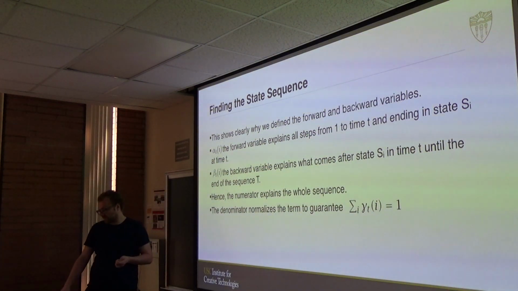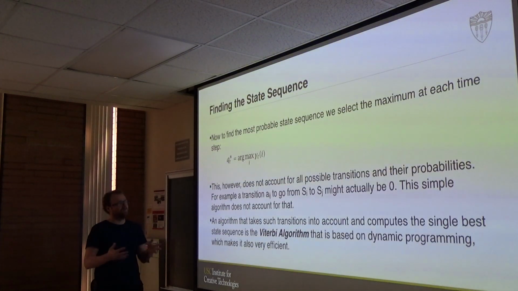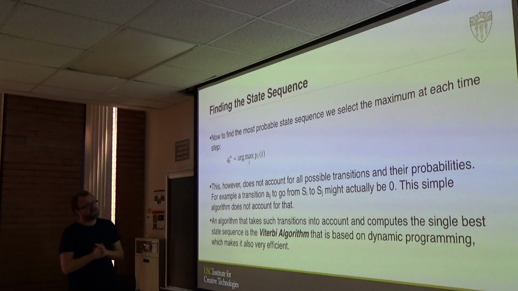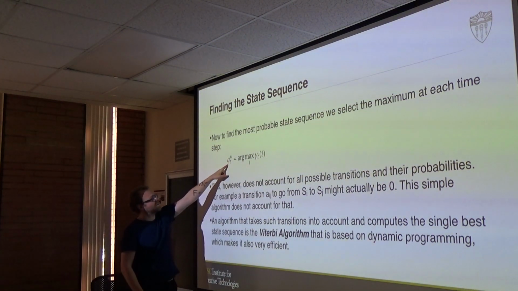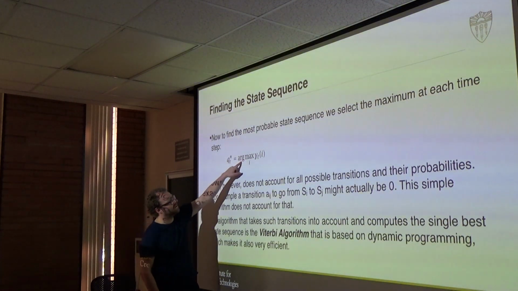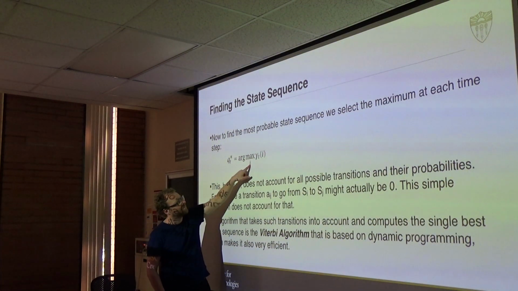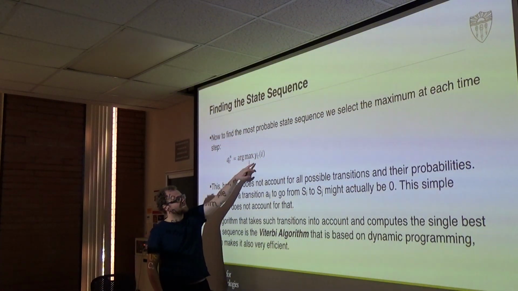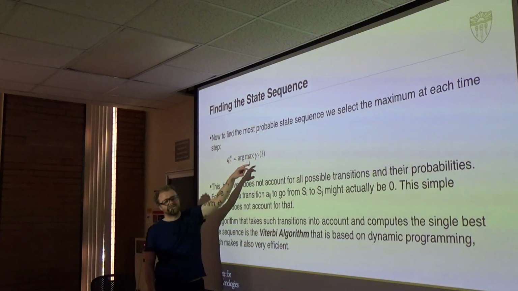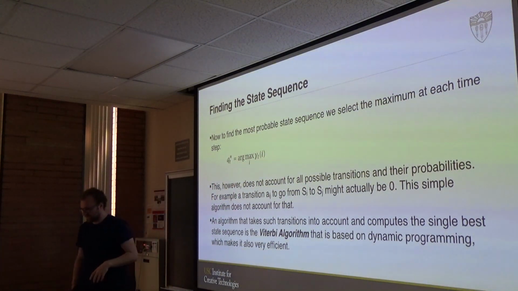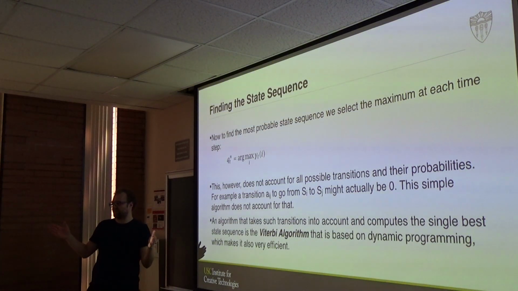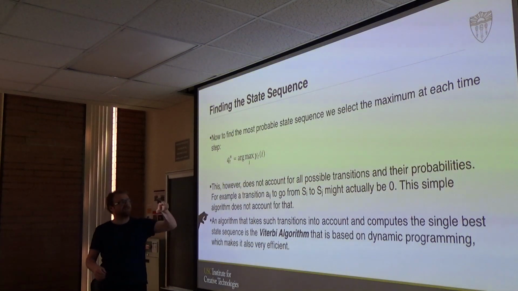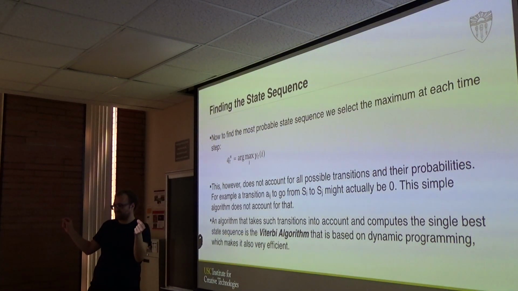Okay, so to find the most probable state sequence now, we select the maximum at each time step t. Basically q star of t is the argmax over which states are possible at each time step, and t is iterated from 1 to capital T. If we remember which states, which i's, we chose at each time step, we then have the most probable state sequence.